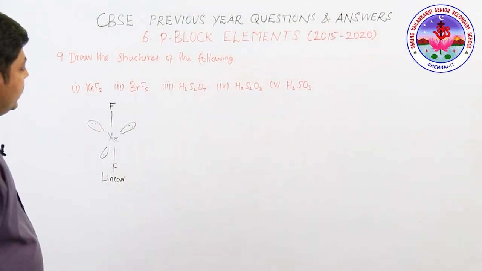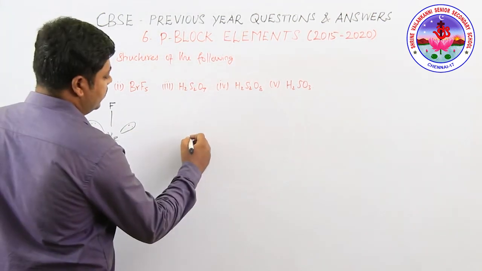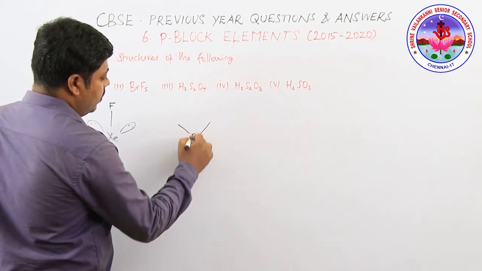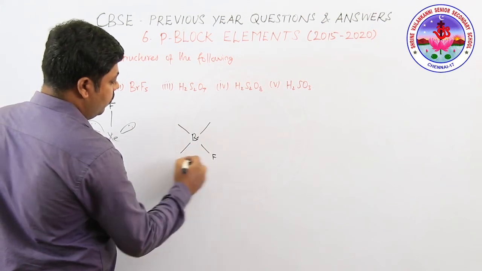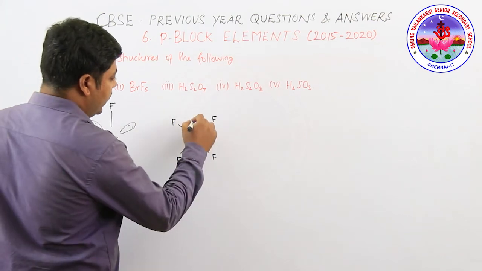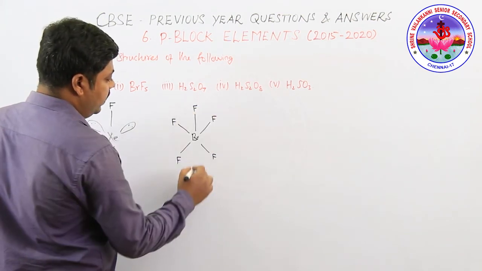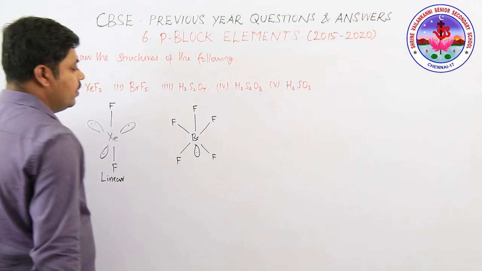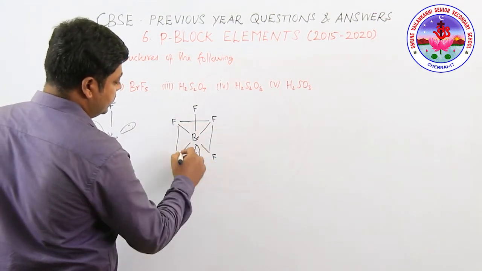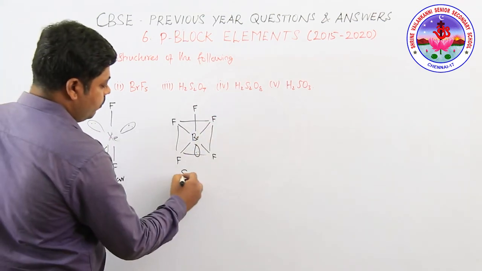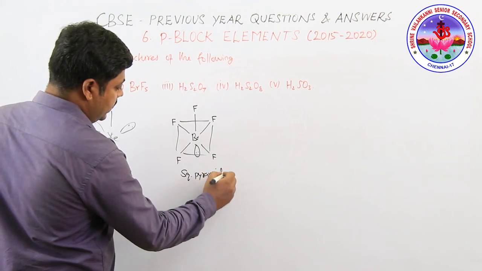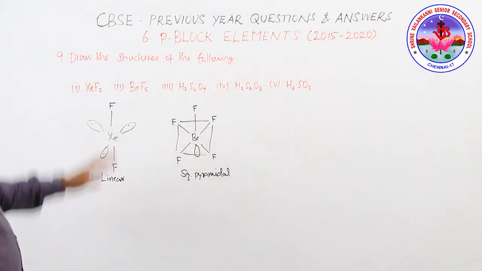Then the second is BrF5. Just draw the Br, the central atom, surrounded by 5 fluorine atoms, just write it here like this. Then the remaining position, you have to write 1 lone pair of electrons. So, this has a square pyramidal structure. So this is the second structure.